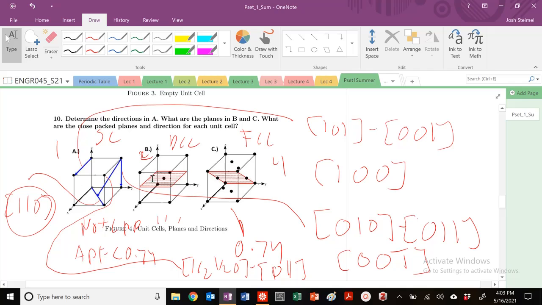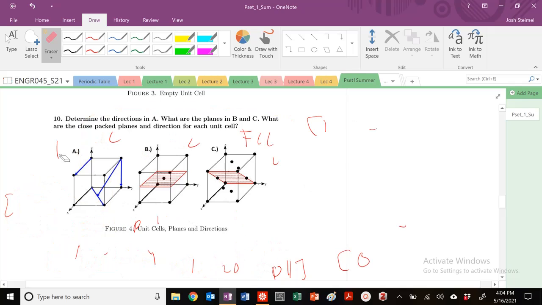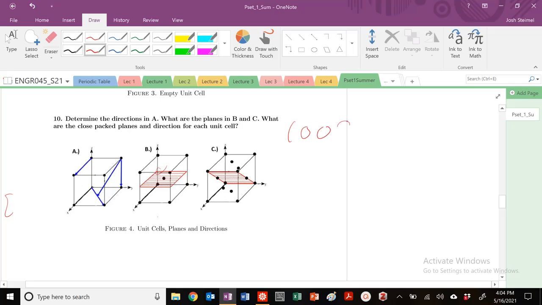What about the planes in B and C? I'm going to kind of erase here. So the planes, the close packed planes in B, actually, well, let's look at the planes in B. So in B, I only intercept Z at a half, so that is going to be 0, 0, 2. So, because again, my Z is equal to 1 half intercept, and my L, HKL, is going to be over Z.